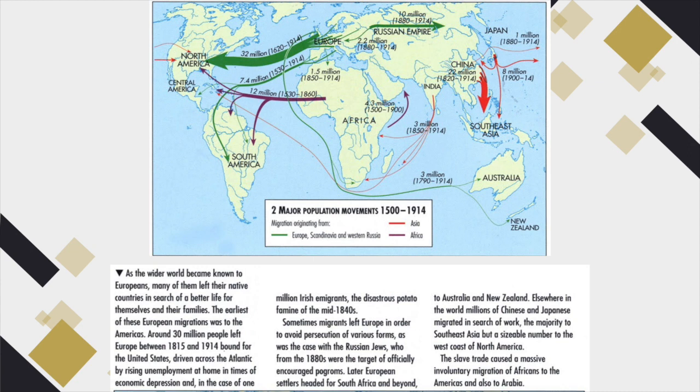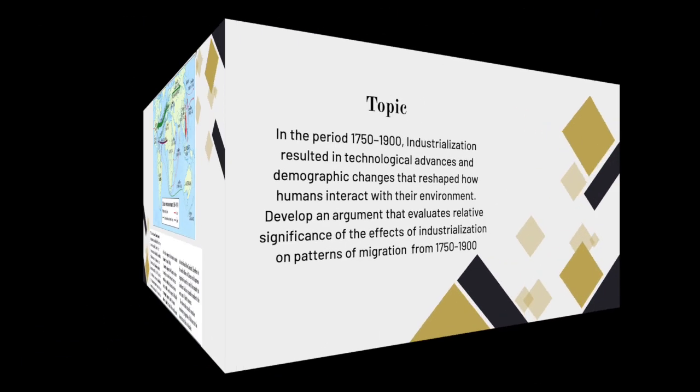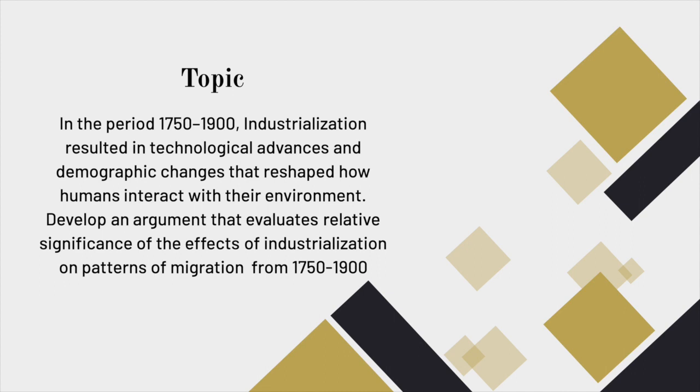So now hopping into our topic, in the period of 1750 and 1900, industrialization resulted in technological advances and demographic changes that reshaped how humans interact with their environment. Develop an argument that evaluates relative significance of the effects of industrialization on patterns of migration from 1750 to 1900.